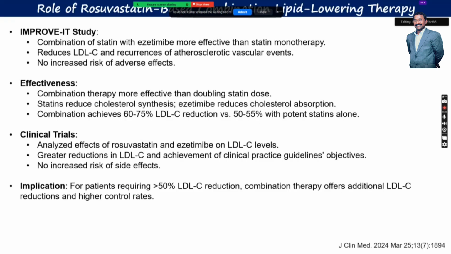So here the IMPROVE-IT study and another study show a combination of statin and ezetimibe is more effective than statin monotherapy. So for patients requiring more than 50% reduction, a combination therapy offers additional LDL-C reductions and higher control rates. This I already told you.